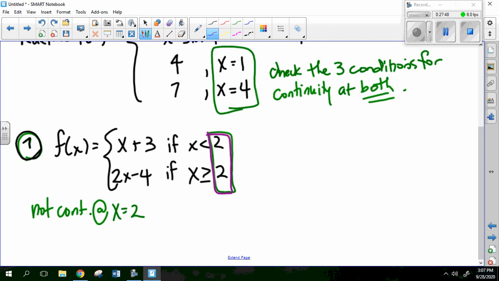Well, removable means that place is a hole. But if you go back to when we did this problem in number 4, the reason it was not continuous was because the left-hand limit was not equal to the right-hand limit. When we checked the limit as x approached 2 from the left and the right, the left-hand limit was not equal to the right-hand limit, and you can go back and look at your work from before. This discontinuity is not removable.